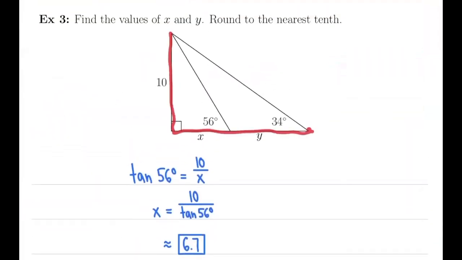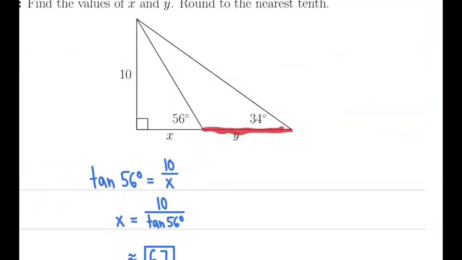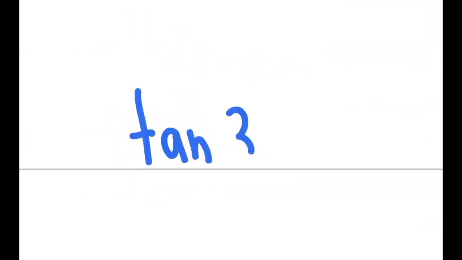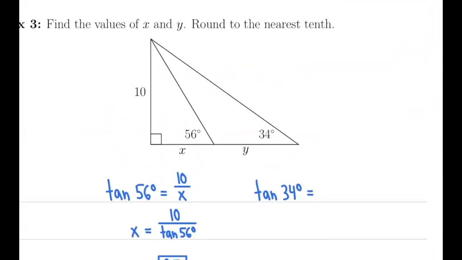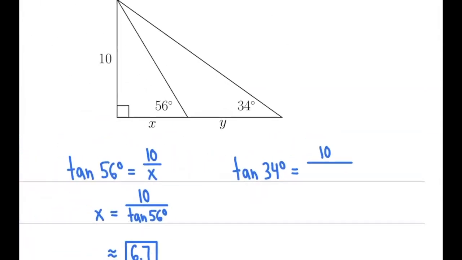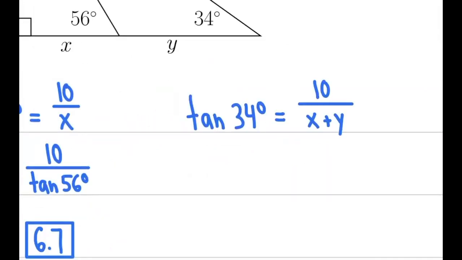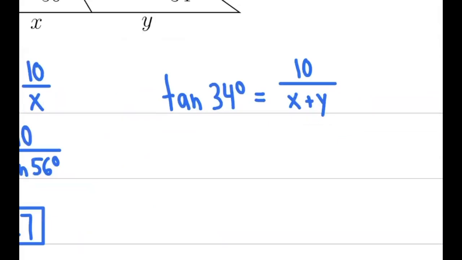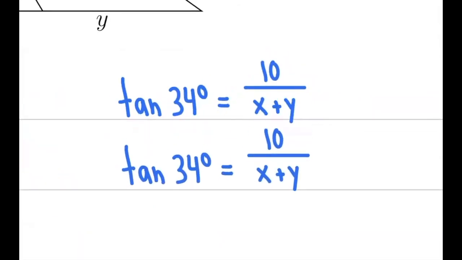So we have to use this big triangle right here because that's a right triangle. And we need to find a piece of the side adjacent to this angle. And we have the opposite side. So we're going to have to use tangent again. So tangent of 34 degrees is the length of the opposite side, because again, we're looking at this entire triangle here. The length of the opposite side is 10. And the length of the adjacent side, which is this entire side right here, is x plus y. But we know x, don't we? Exactly. So we know x is 6.7. So I'm going to replace x with 6.7 here.